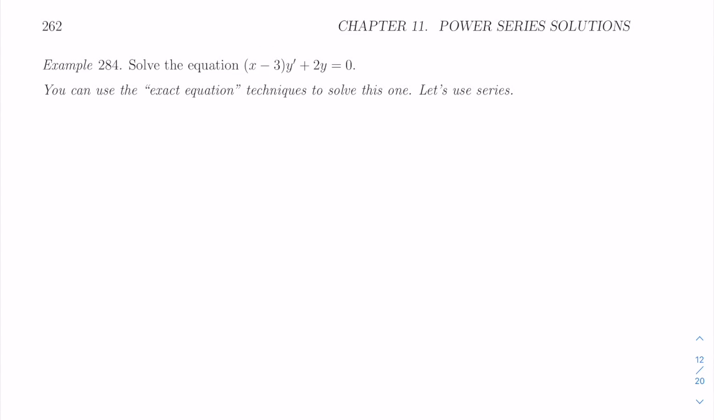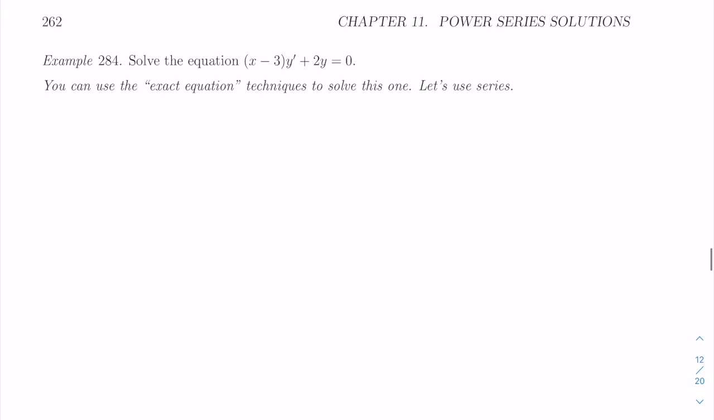So let's try this example now. Solve the equation (x minus 3) y prime plus 2y equals 0. Now, you definitely can use old techniques on this one, and that maybe is something good to do, but we're going to try to do it using series. Okay. Now, I don't have the solution ahead of time. This time I have to actually just come up with it.